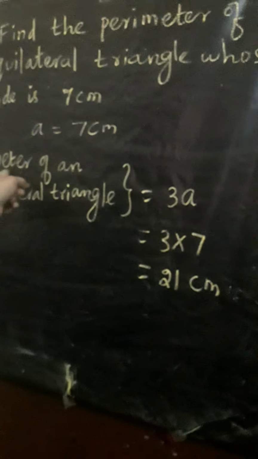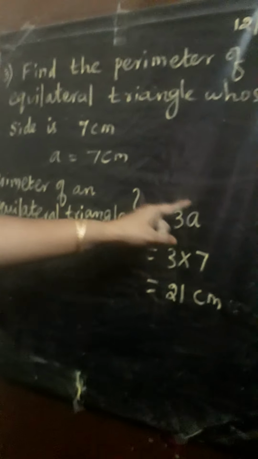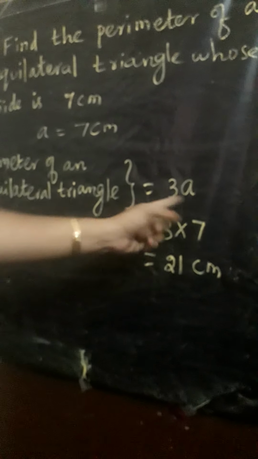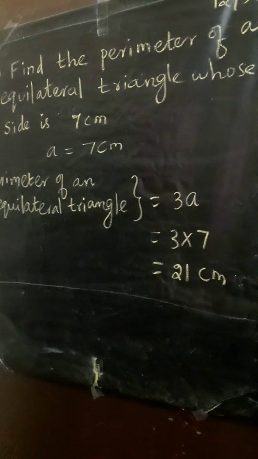So first you write the formula for equilateral triangle. Perimeter of an equilateral triangle equal to 3A. Next you substitute the value for A. Here A equal to 7 cm. So 3 7s are 21 cm is the perimeter of a given equilateral triangle.